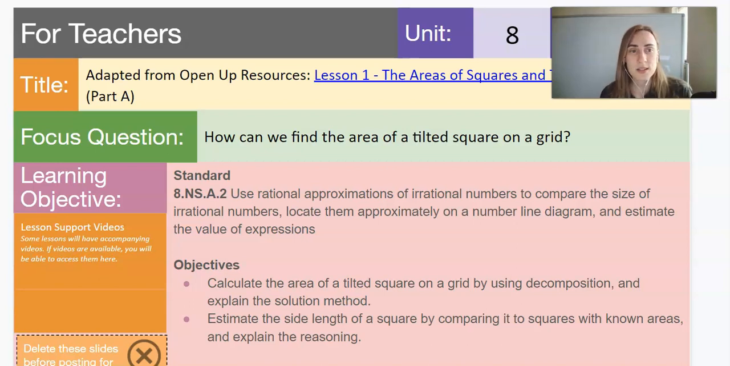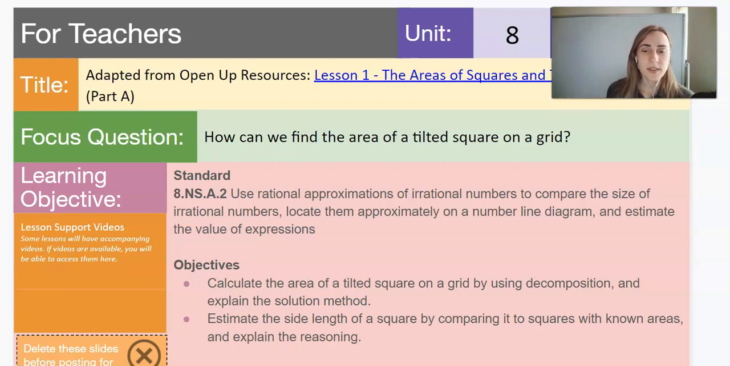So I suggest using the Open Up Resources Scope and Sequence guide at the start of a unit and reading it over so that you know what to expect, when new vocabulary will be introduced, and so that you have an idea of where these lessons are going by the end of the unit.